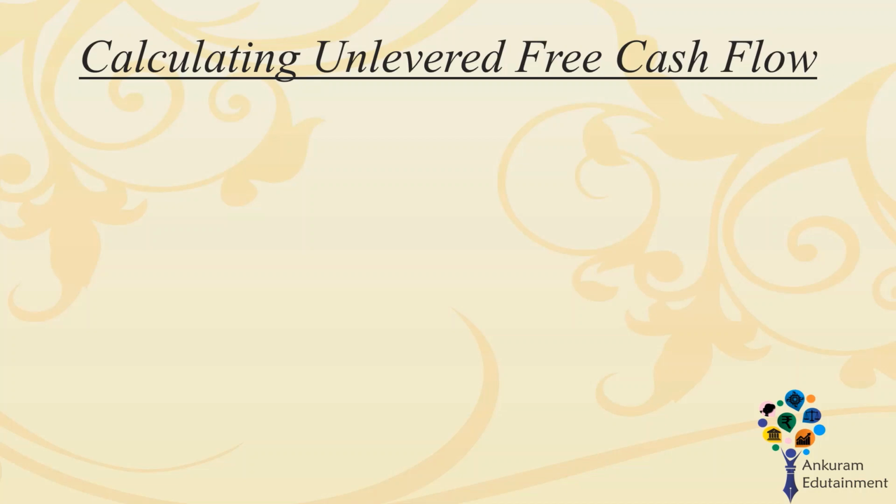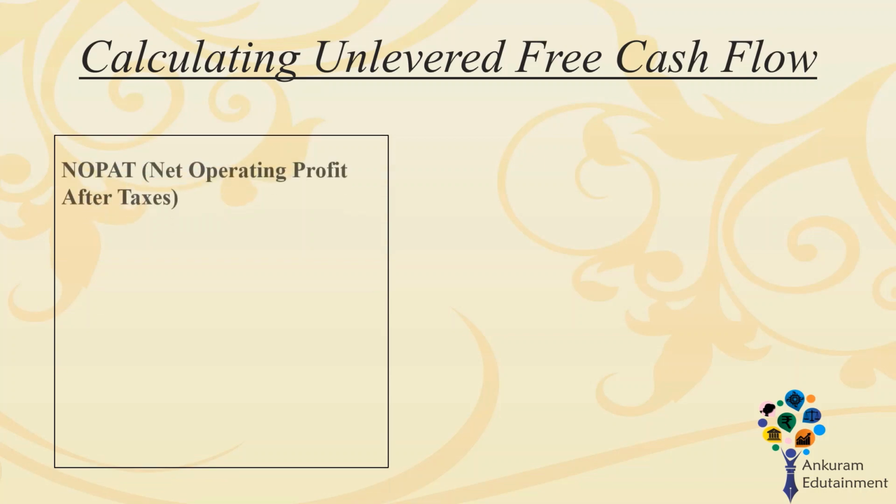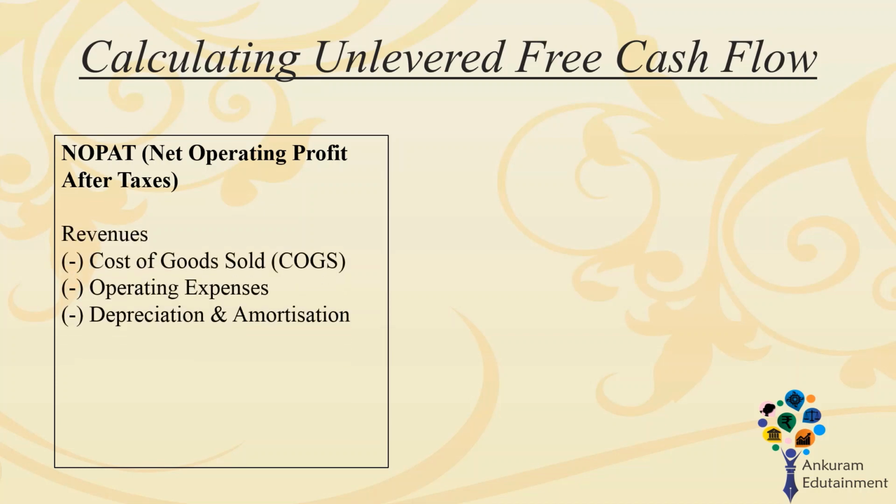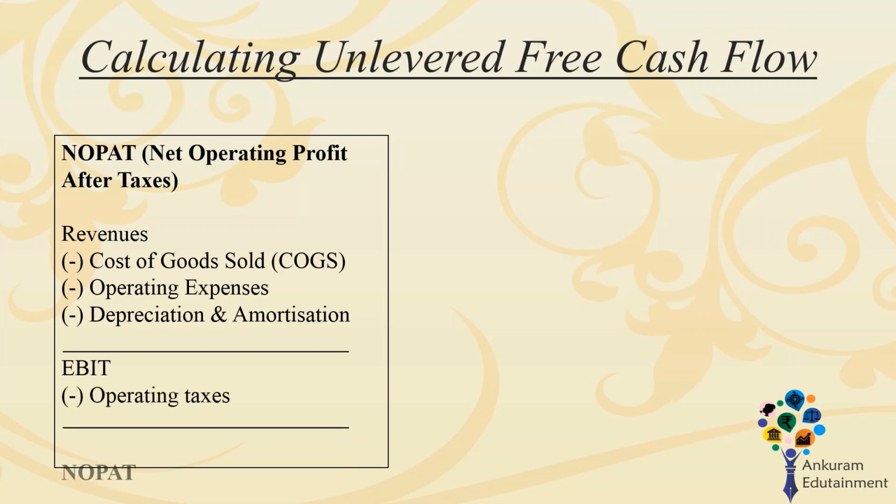So for that, first we require NOPAT, that is net operating profit after taxes, which is calculated as revenues minus cost of goods sold, that is COGS, minus operating expenses, minus depreciation and amortization, which will give us earnings before interest and taxes. And after deducting operating taxes from EBIT, we will get NOPAT. Since our goal is to calculate company's unlevered cash flows, we do not adjust interest expenses because unlevered cash flow does not depend on financial structure of any firm.